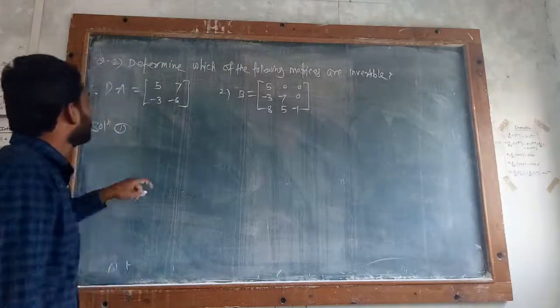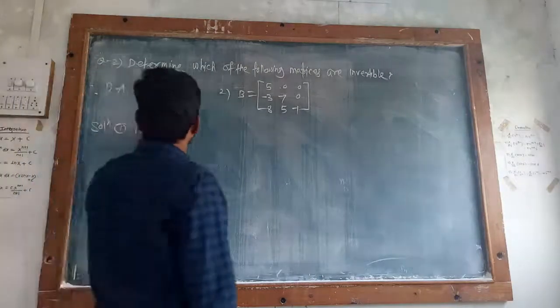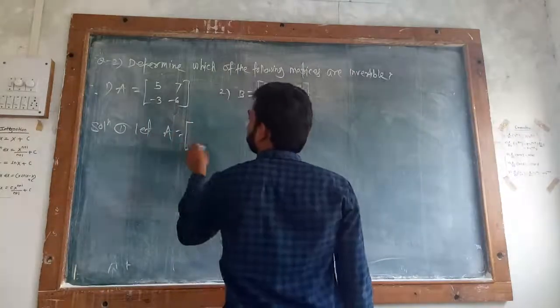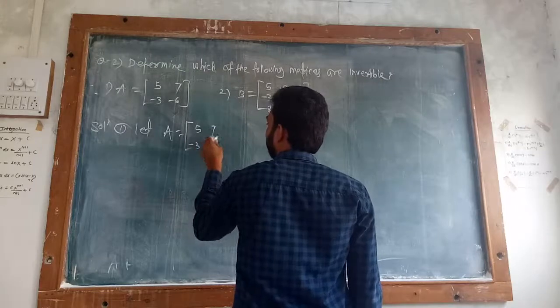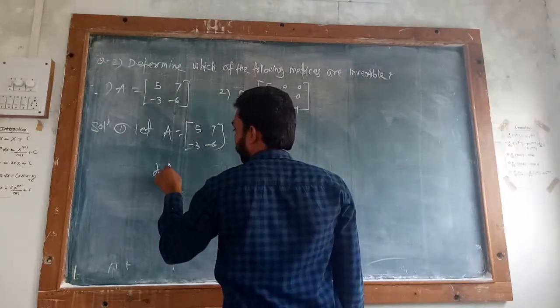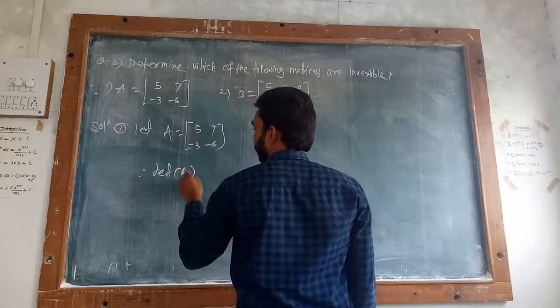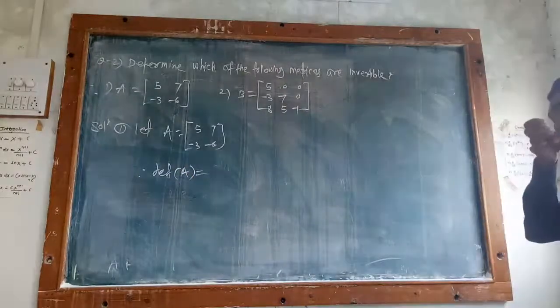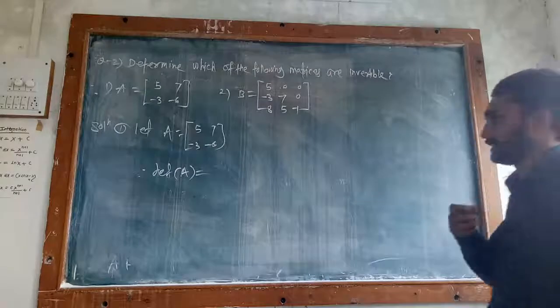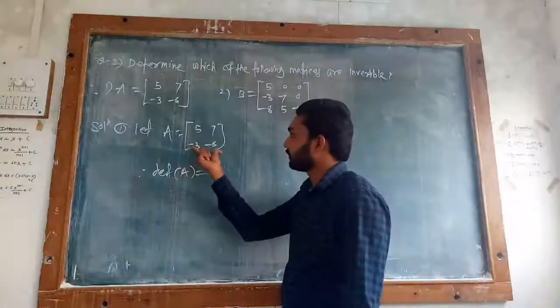So for your first example, let capital A be 5, 7, minus 3 and minus 6. Okay. Then we have to check its determinant. Because it is a 2 by 2 matrix, it is easy to check the determinant. Okay. So what is the determinant of this matrix?